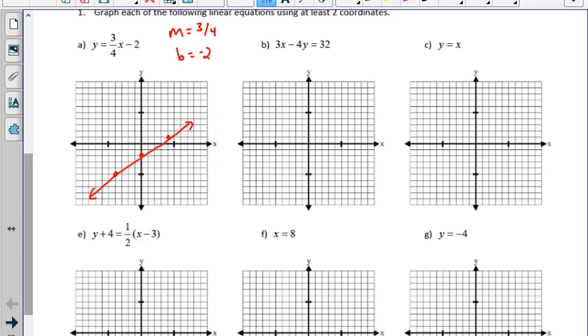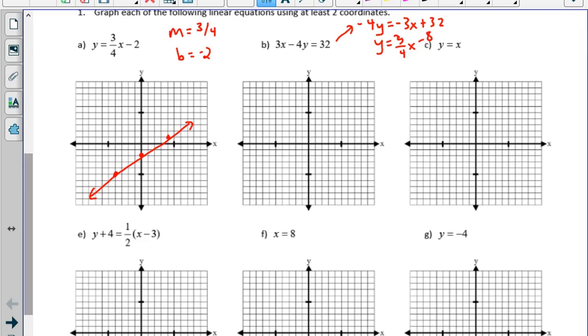Letter B is in standard form. So I have a variety of different ways I can do this. The first thing I'm going to do is change it to slope-intercept form. So I will subtract 3x and then divide by -4. So I have y = 3/4 x minus 8, because 32 divided by -4 is -8.